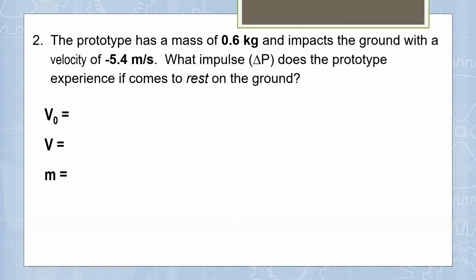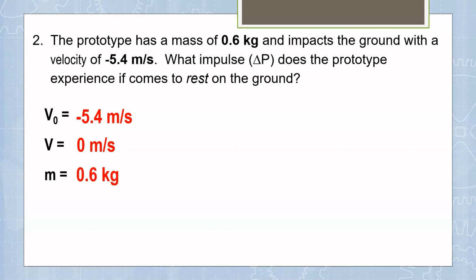Let's say your prototype has a mass of 0.6 kilograms, which is within the maximum mass of 1 kilogram. It impacts the ground at a velocity of negative 5.4 meters per second when you drop it from 1.5 meters. Now, we can find the impulse based on this information. The final velocity of the drop becomes the initial velocity of the impact, of the impulse. We're going to wait till it comes to a stop, so its final velocity is 0. It's not moving anymore. The mass is 0.6 kilograms.